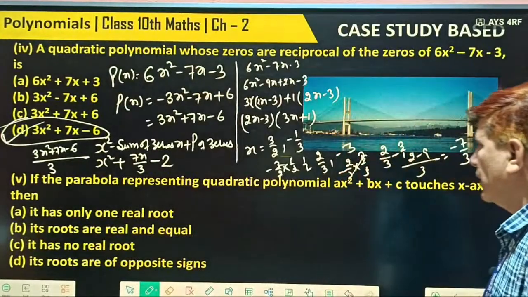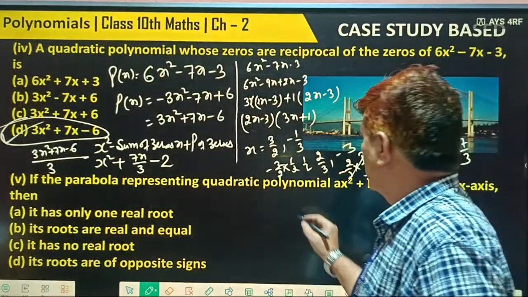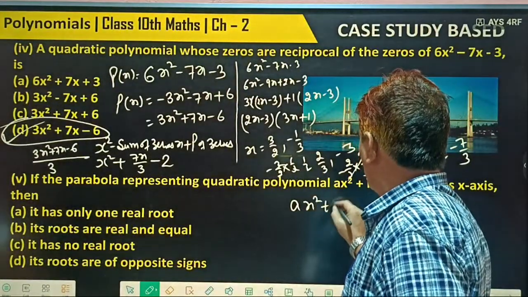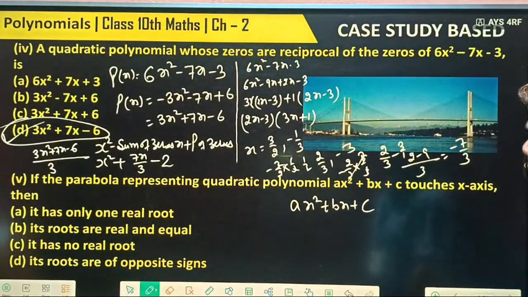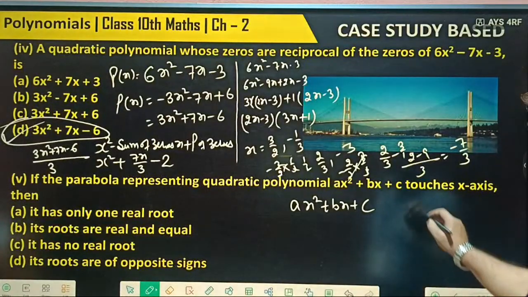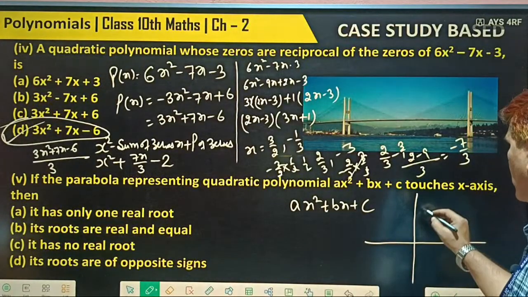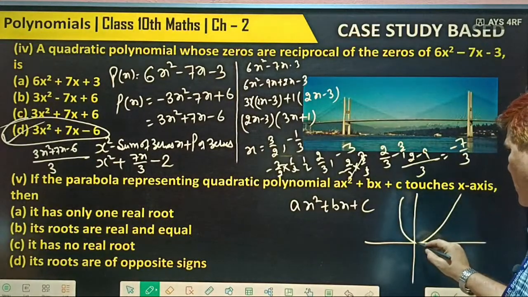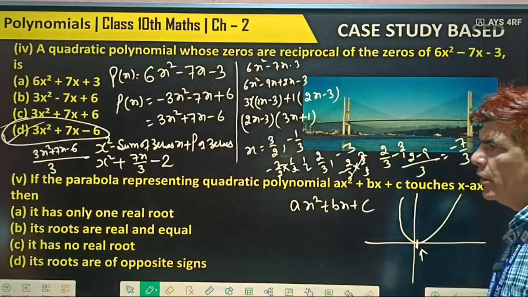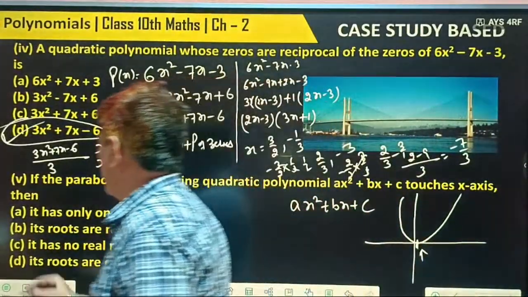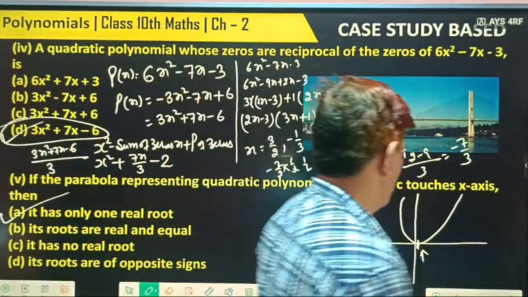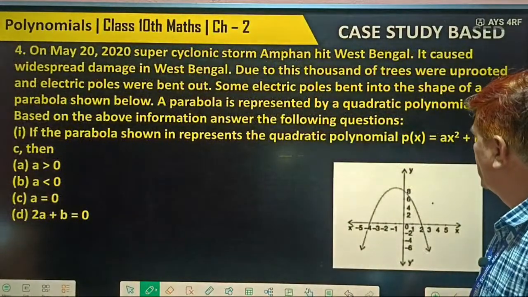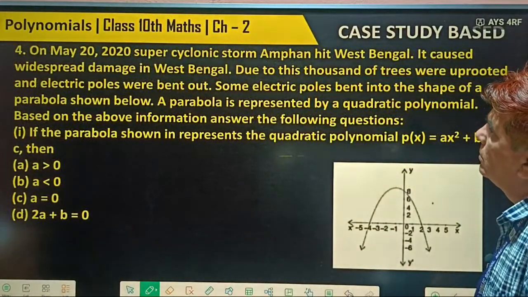If the parabola representing the quadratic polynomial ax square plus bx plus c touches the x-axis, then it has only one real root. It means the graph is like this, touching at only one point. So how many zeros? It has only one real root. This you know, all of you know this. One more problem.